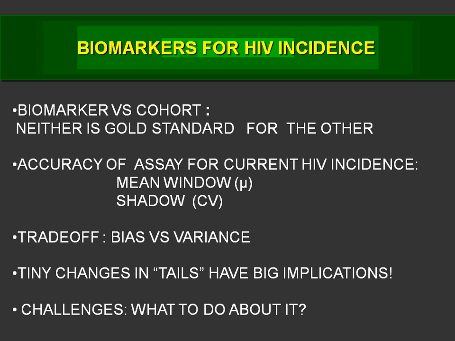So this issue of the biomarker versus the cohort: neither is the gold standard for the other. They both have issues, and I think through some of the statistics we can get some insight into why we have these differences. The accuracy of the biomarker assays for current incidence depends both on the mean window and the coefficient of variation, the tail of the distribution. It's a trade-off between bias and variance. The important point is that this is a good example where tiny changes in the tails of the distribution have big implications. So the challenge that we face is what to do about this.